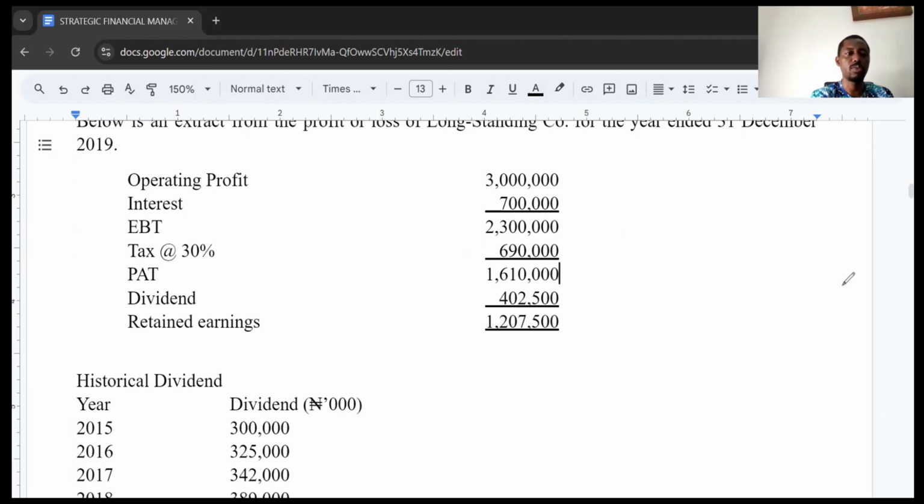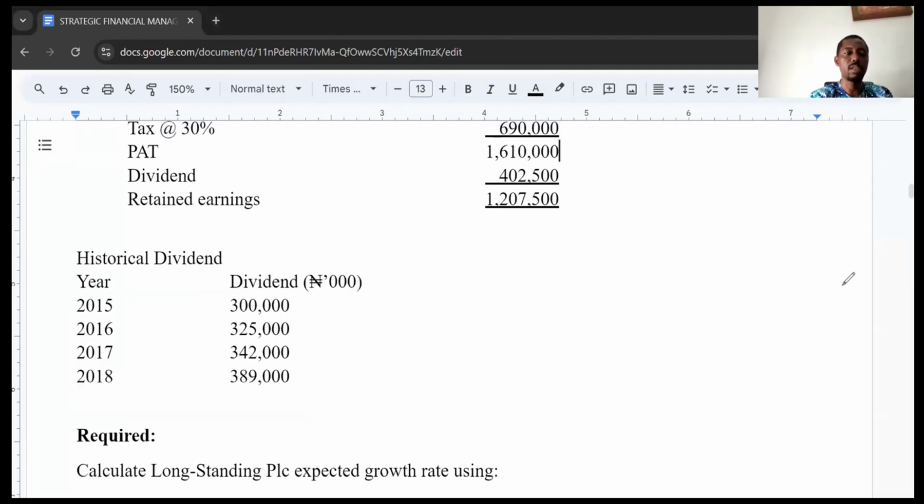So that means the current dividend will be how much? So this will definitely be the current dividend. 402,500. So don't go and use 2018 dividend. So that's the current dividend, 402,500. So what will be the base dividend? The base dividend will be the dividend for 2015, which is the earliest year. So this is current dividend all over this.